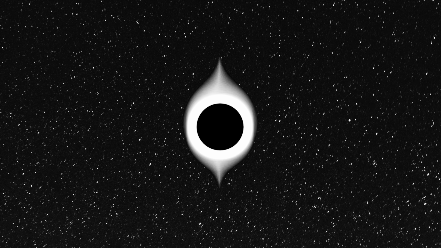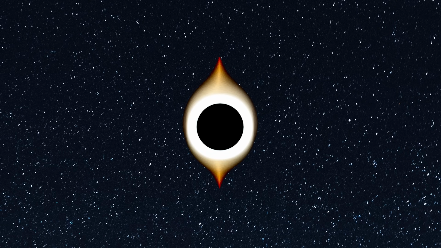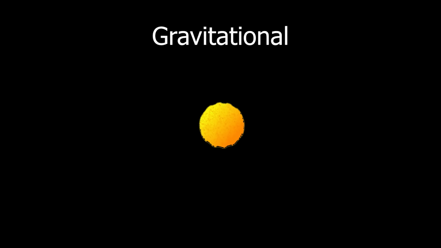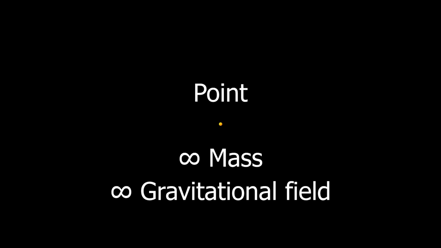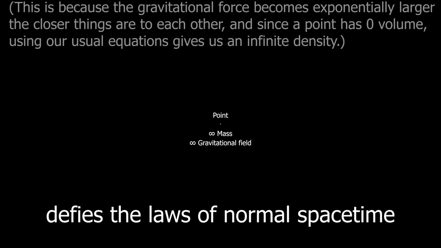Now I know what you're thinking. Yeah, that's fine, but what is it? Is it a hole? Is it just a really dense sphere of stuff? Well, according to general relativity, we have what is called a gravitational singularity. Imagine not a black sphere of matter, but a point, a single dot in space that has infinite mass and gravitational field. You might say, well, that defies the laws of normal space-time.